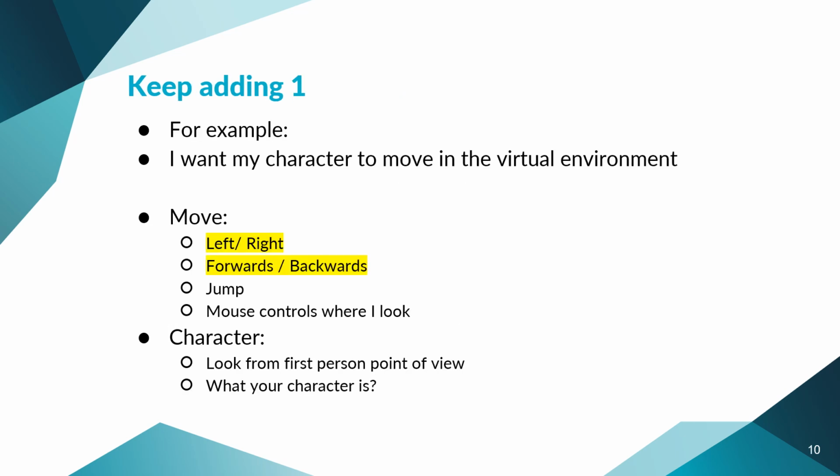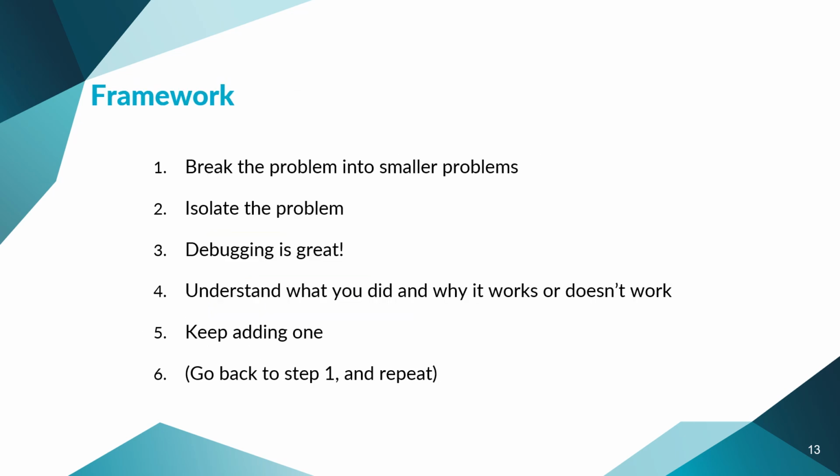Then we want to keep adding 1. Once I've gotten my left and right behavior to work, next go and try forwards and backwards. Then we add the jump. Last, we'll add the mouse controls to look where I move the mouse. Then we'll go straight back to the beginning, back to step 1.